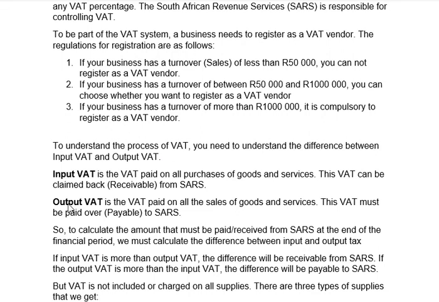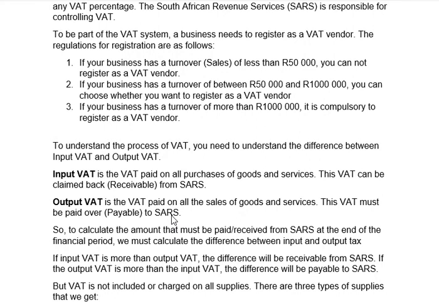Then output VAT. Output VAT is the VAT that is paid on all the sales of goods and services, and this VAT must be paid over to SARS. It's payable. You collect it on behalf of SARS when you make a sale. So if we look at this picture, we have two types of transactions. It must either be a purchase where you paid for something, or it must be a sale where you received something.